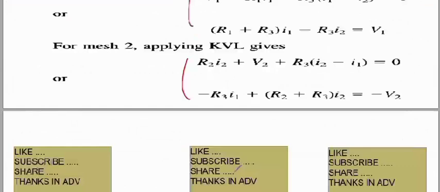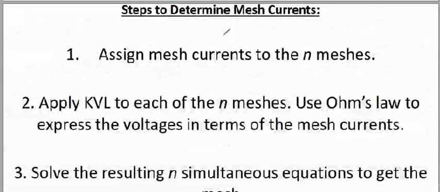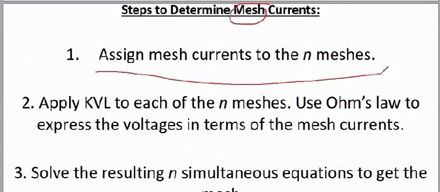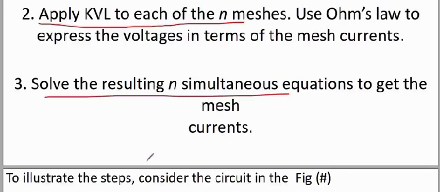Let me take it again. For you to determine the mesh current, you need to assign mesh current to n meshes. Before assigning mesh current to n meshes, you need to identify the loops and tell if the loop is a mesh or not. From there, you apply Kirchhoff's voltage law to each of the n meshes, and you solve the resulting equations.